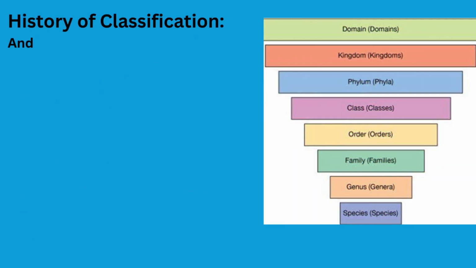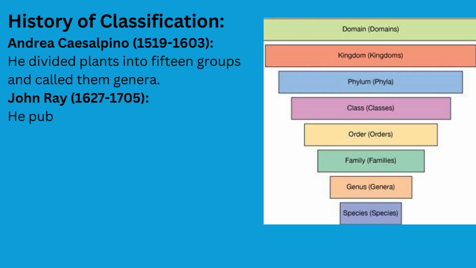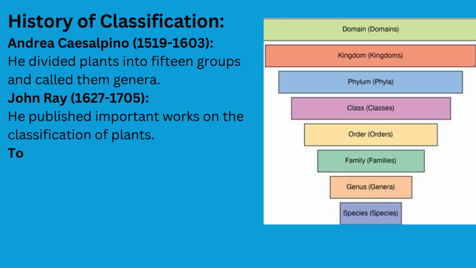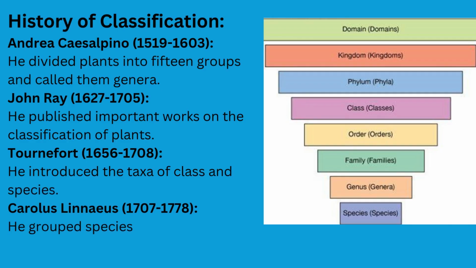Andreas Cesalpino was a scientist who divided plants into 15 groups and called them genera, while John Ray was a scientist who published important works on the classification of plants. Tournefort introduced the taxa of class and species, and Carolus Linnaeus grouped the species according to similar physical characteristics.